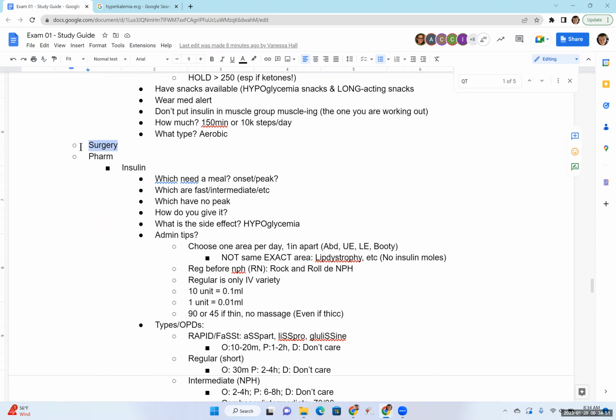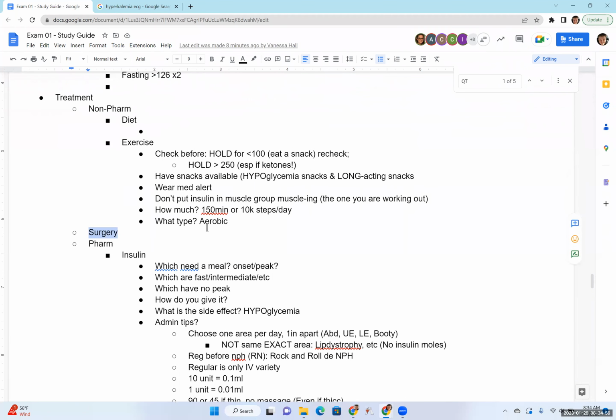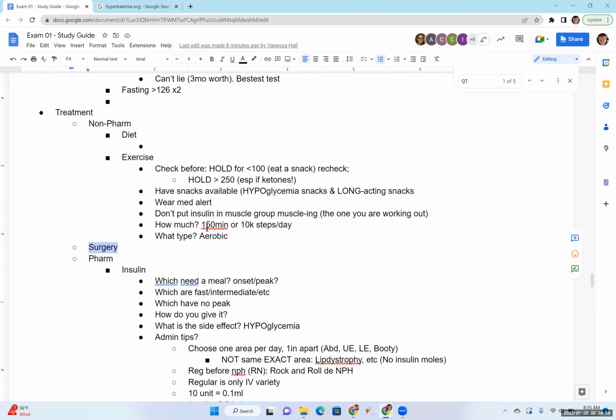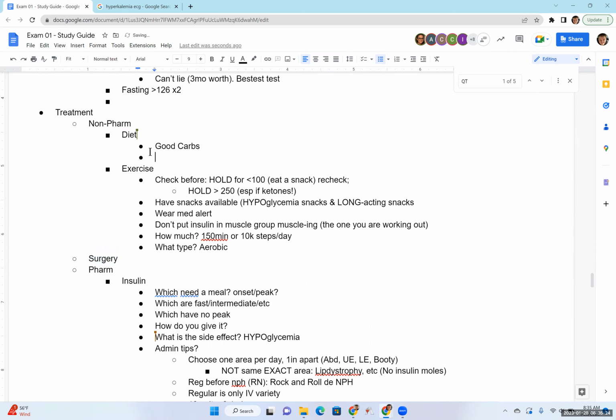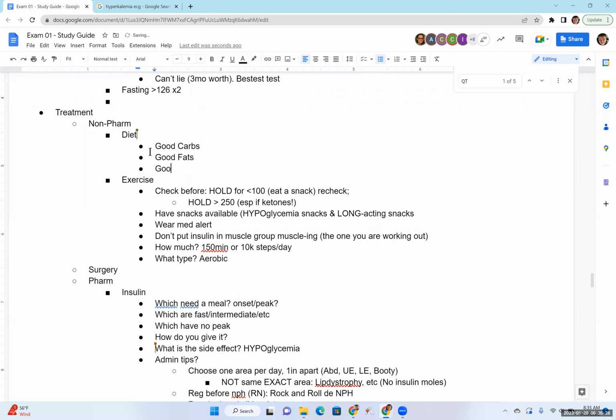They can get surgery as long as they are with the program, have a good mindset, and are doing their things. Exercise. What about exercise? Hopefully they don't get to this point. There's always a little triangle: diet, meds, and exercise, right? DME. So diet, what do we recommend for diet? I didn't fill it out, but you have good carbs, good fats, and good proteins.